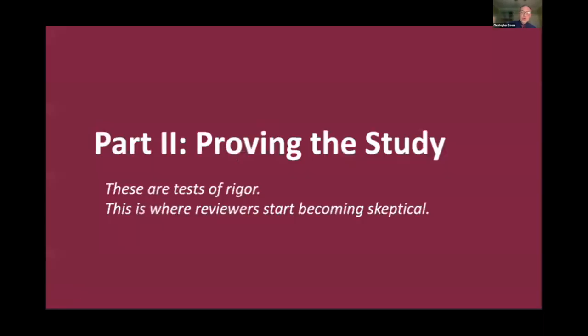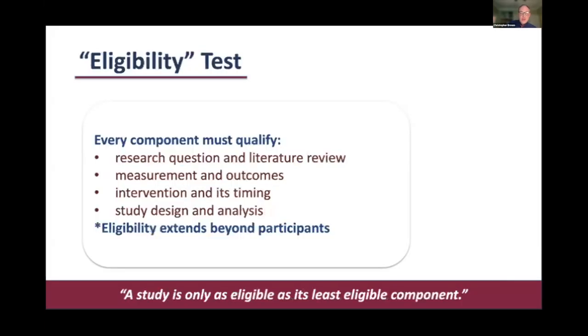So we move to part 2, proving the study. These are tests of rigor. This is where reviewers start to become skeptical. Most researchers perceive the term eligibility solely as participant recruitment, but eligibility should extend far beyond participant recruitment.